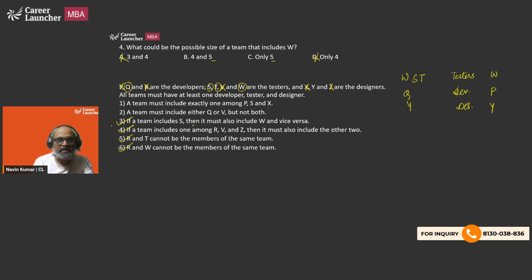If a team includes S, then it must also include W. So W and S, they both are mandatory to be together. So basically, if W and S are mandatory together, two people are already done. If we bring in one developer and one designer, we can have a team of only four people. So option B.